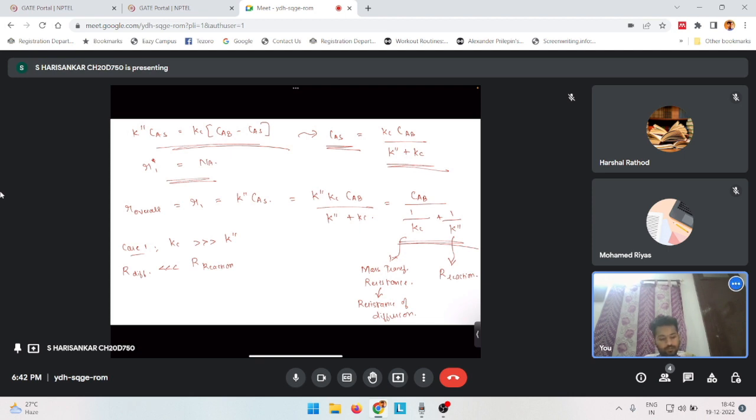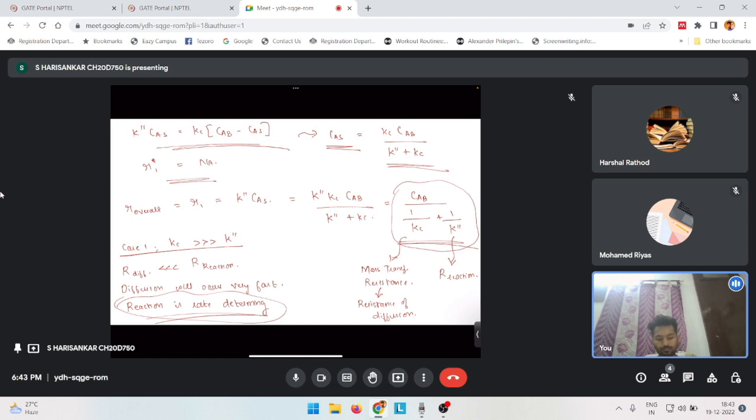So what does that mean? Resistance of diffusion is less, which means diffusion will occur very fast and reaction will occur very slow. So reaction is rate determining, because it is the slower step out of the two. This is just substituting these different cases into the equation CAB by 1 by KC plus 1 by K double dash.